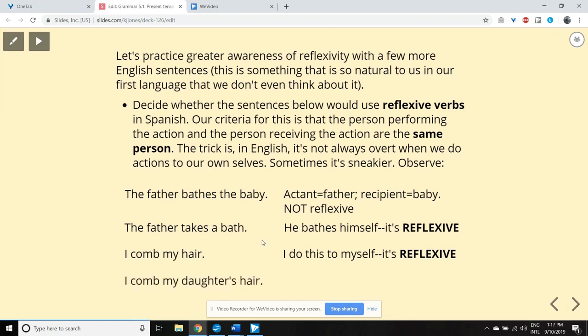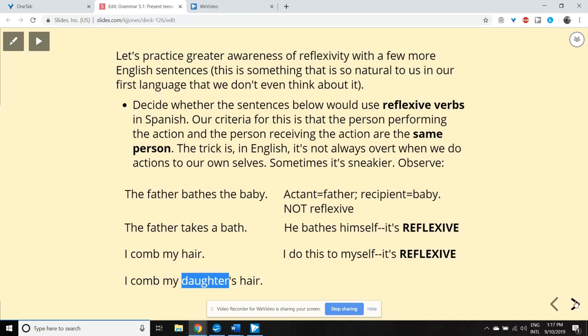And then one last one. In the sentence, I comb my daughter's hair, right? We ask ourselves, okay, is the actant and the recipient the same person? So the person performing the action is I, and the person receiving the action is my daughter.